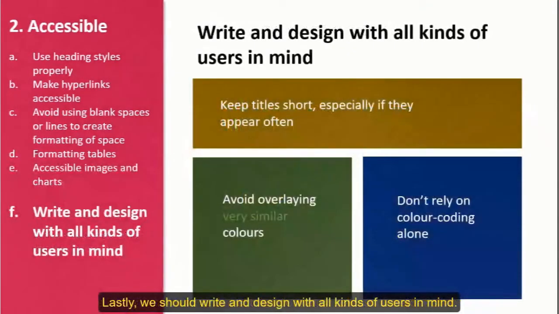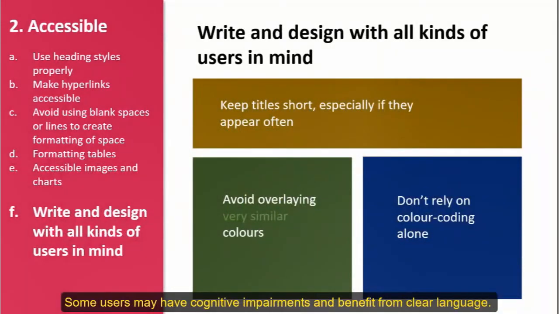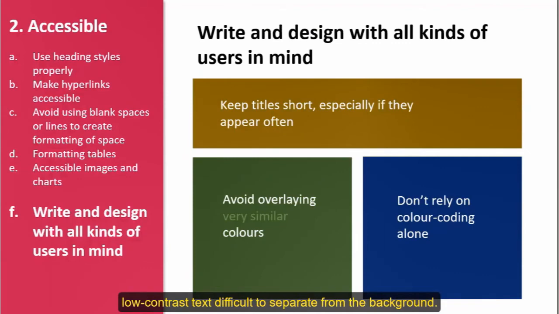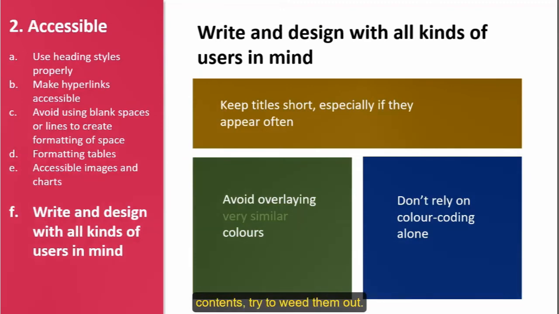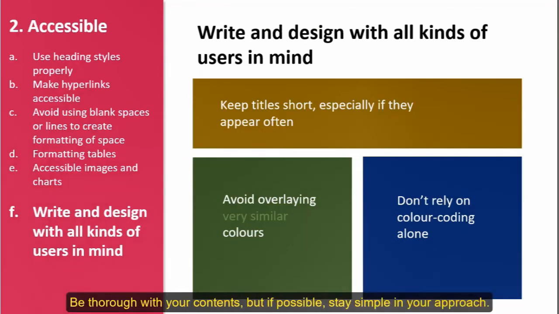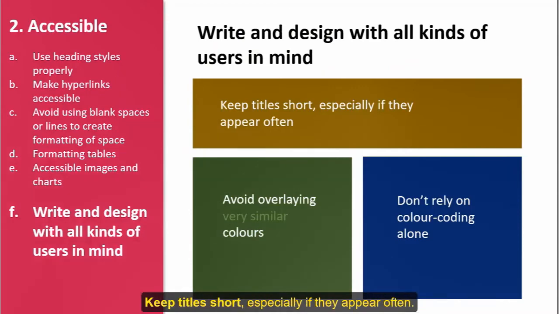Lastly, we should write and design with all kinds of users in mind. Some users may have cognitive impairments and benefit from clear language. Some may have colour blindness or other visual impairments that make low contrast text difficult to separate from the background. Some users who rely on screen readers will have to listen to every part of your document, sometimes over and over again. So if you've got any unnecessary contents, try to weed them out. Be thorough with your contents, but if possible, stay simple in your approach. Keep the titles short, especially if they appear often.